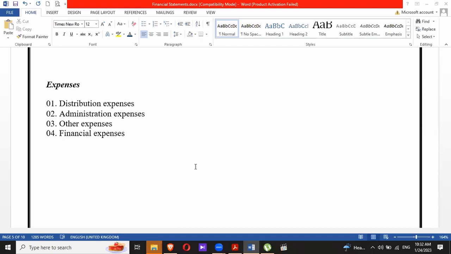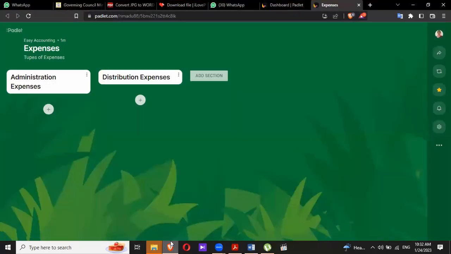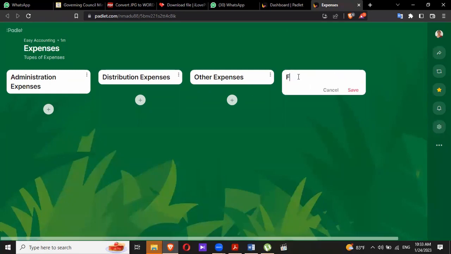Right now, I have sent you a Padlet link. Please go through that link and enter the expenses. Different types of expenses you can enter: administration expense, distribution expense, and the third one I'm going to name other expenses. And another one I'm going to create as financial expenses. Right, now you can add.